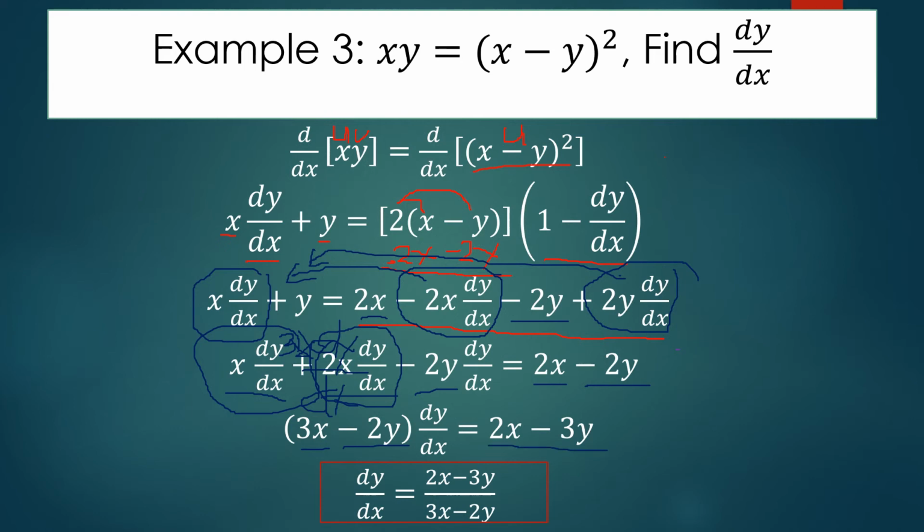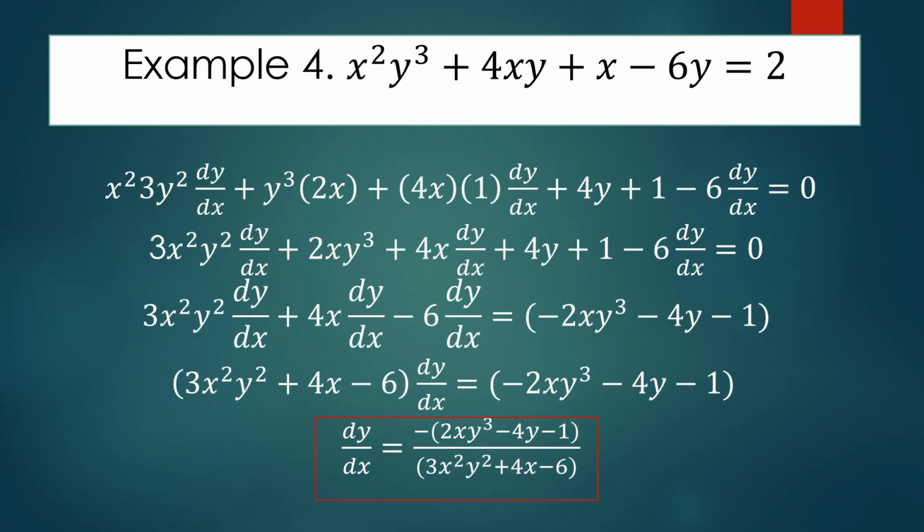Is equal to, bring down 2x minus 3y. To get the value of dy over dx, divide 3x minus 2y in both sides of the equation. We have 3x minus 2y all over 3x minus 2y. Okay, so since 3x minus 2y divided by 3x minus 2y is equal to 1, therefore the remaining is dy over dx is equal to 2x minus 3y all over 3x minus 2y.